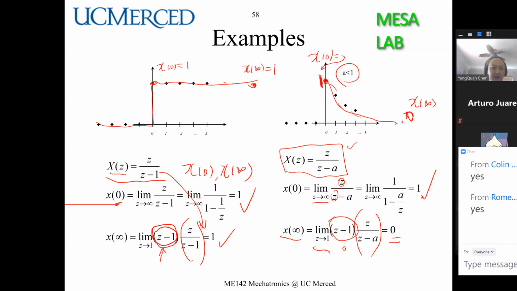Remember, they are both different to the continuous time Laplace transform initial value and final value theorems. Be careful. For the initial value, you directly send z to infinity. For the final value, you send z to 1 and you have z minus 1 times X(z).